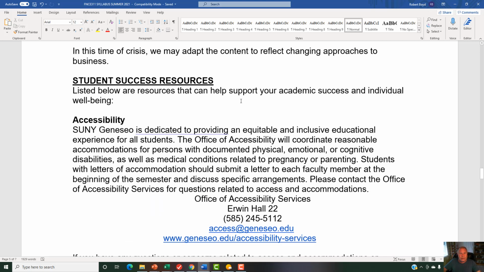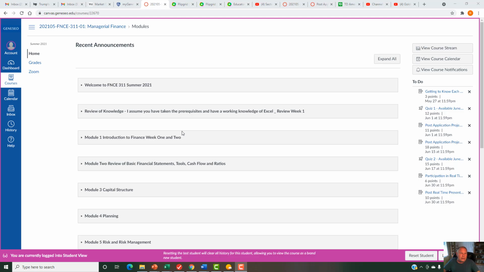Here are some resources that are available too. I don't need to go through them, but please take a look at them. Now, let's just take a quick look at Canvas.